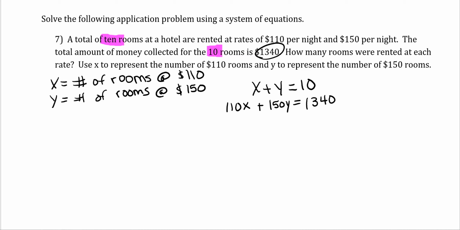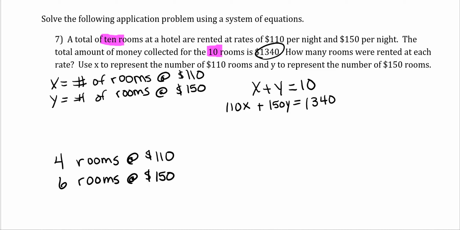But the answer would be that we have 4 rooms at $110, and that means we have to have 6 rooms at $150.